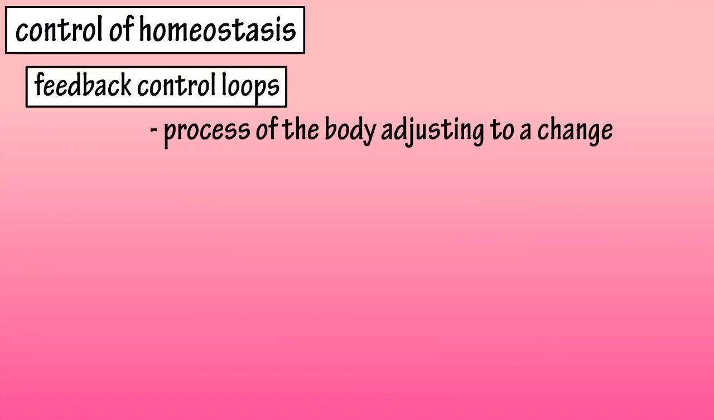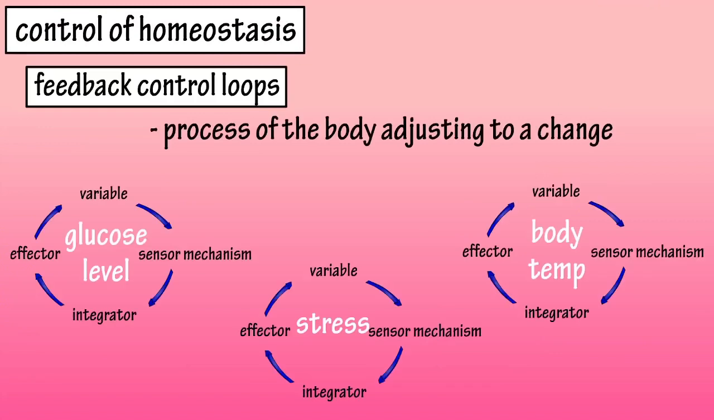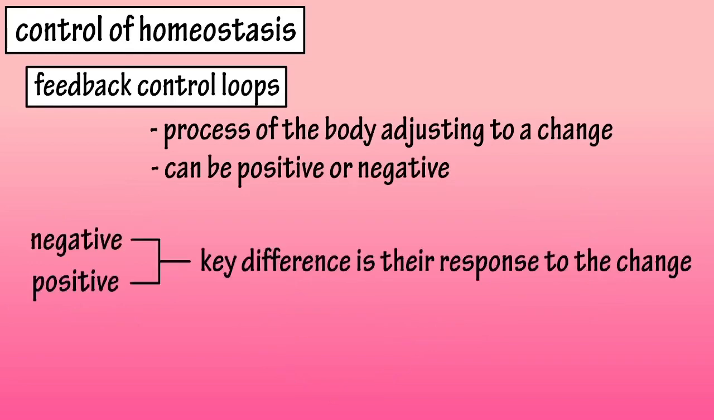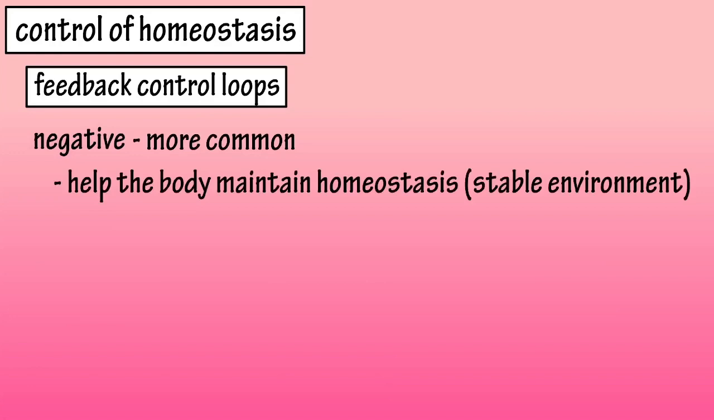Control of homeostasis. There are many different feedback control loops in the body, and these homeostatic control systems can be based on positive or negative feedback. The key difference between positive and negative feedback is the response to the change. Negative feedback control loops are the more common of the two, and they respond to a change by helping the body maintain a stable homeostatic condition.